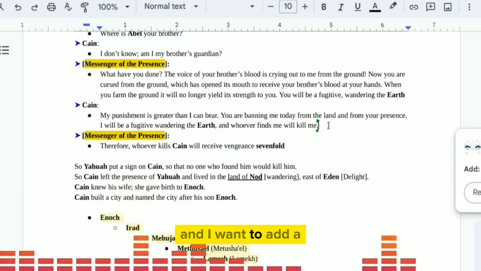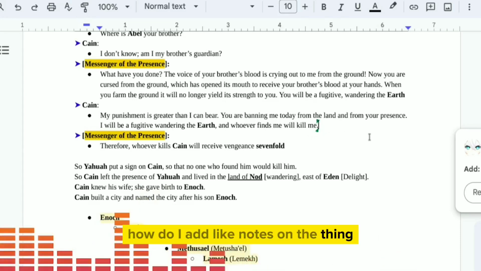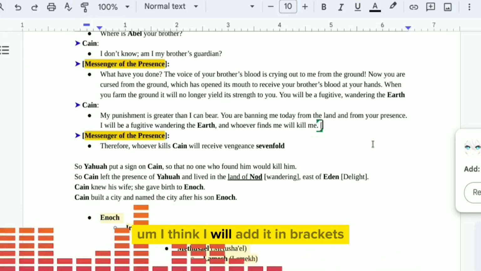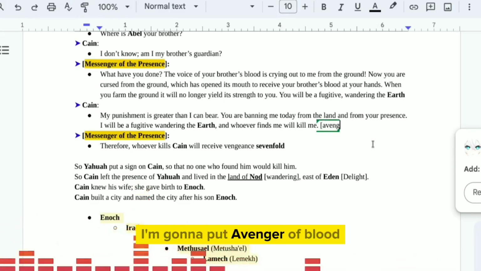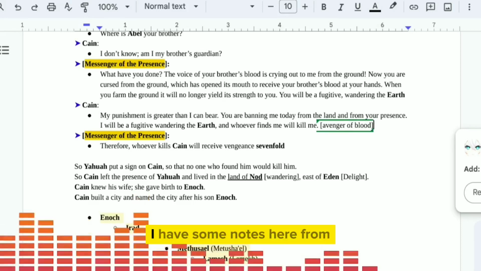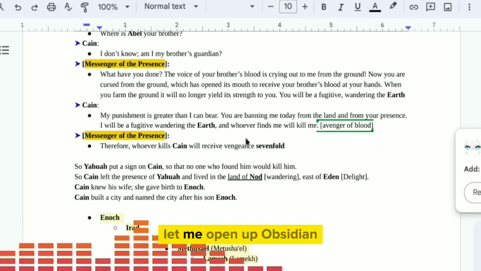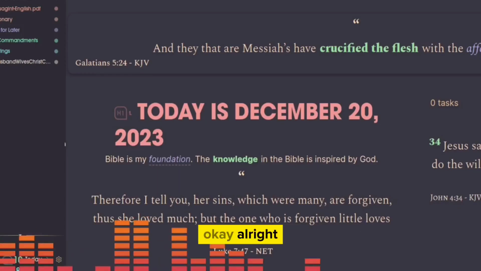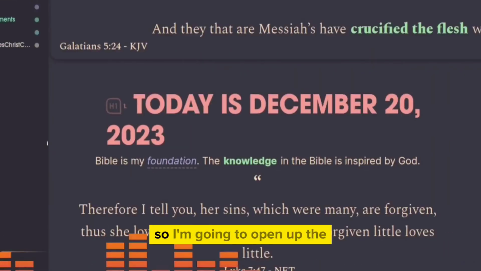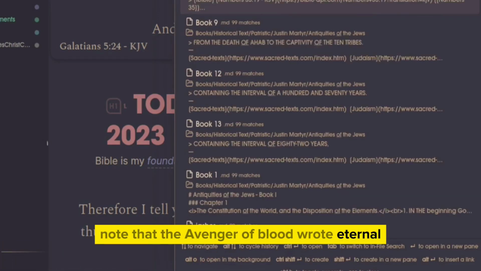And I want to add notes. How do I add notes on the thing? I think I will add it in brackets. I'm going to put Avenger of Blood. I have some notes here on my Obsidian. Let me open up Obsidian. Okay, so I have my notes here. I'm going to open up the note that the Avenger of Blood wrote, Eternal Day.